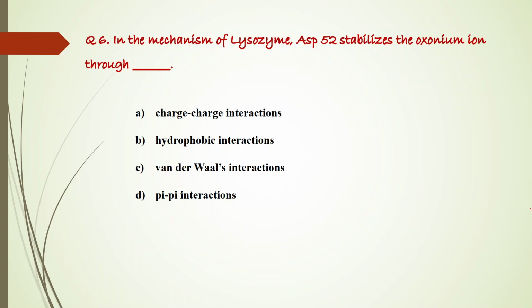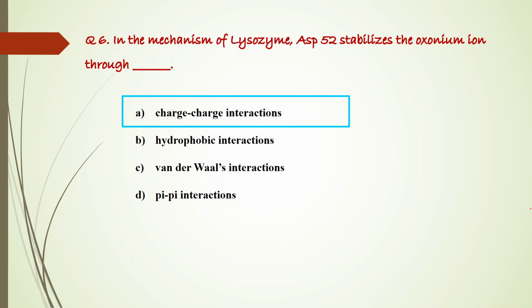Now, this is a question from your week 5 and week 6, not related to enzyme kinetics directly, but the mechanism of enzymes. So, if anybody can answer this question, they are welcome to write it down in the chat box, because it is very easy. If you do know the answer, then write down what you think in the chat box. So, in case of lysozyme, Asp52 stabilizes the oxonium ion through what type of interaction? I am already showing you the options since I don't see anybody.